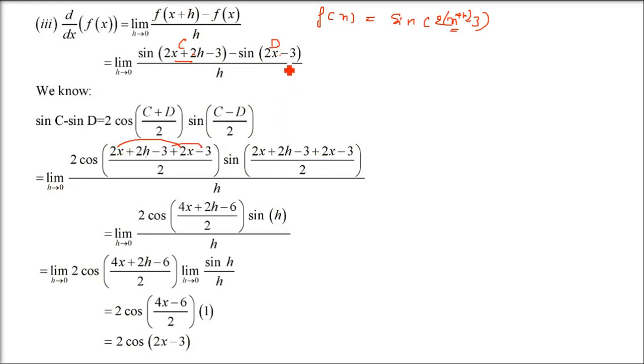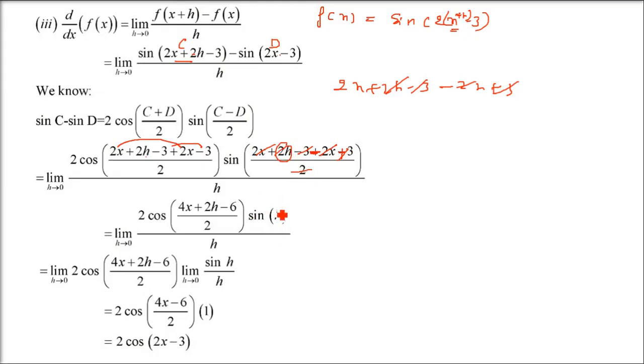Now here it will be cancelled. So you have 2x plus 2h minus 3 minus 2x plus 3 will come. Let me write it here, 2x plus 2h minus 3 and minus 2x plus 3. So 3 gets cancelled, 2x gets cancelled, only 2h will remain. So 2h by 2 is h, so you will have sin h from here. So sin h will remain only, 2h by 2 is eventually sin h.